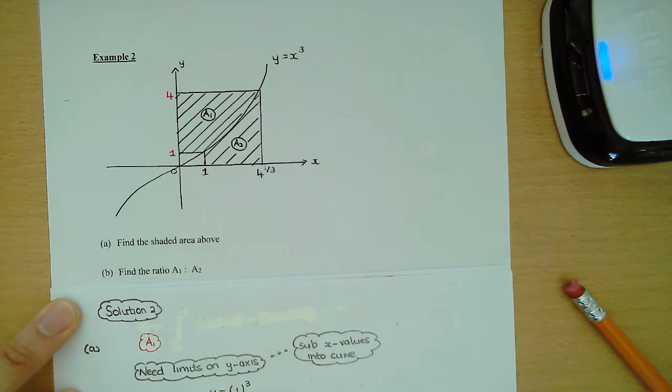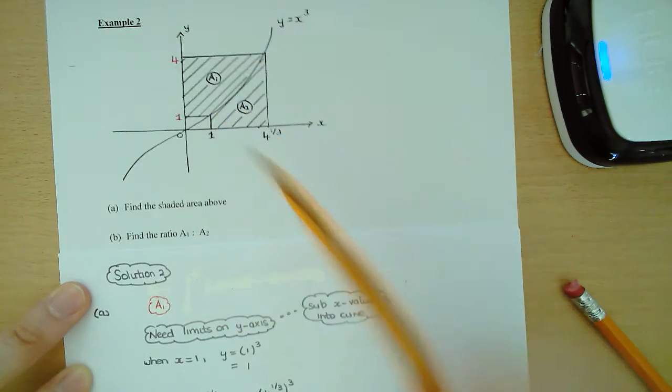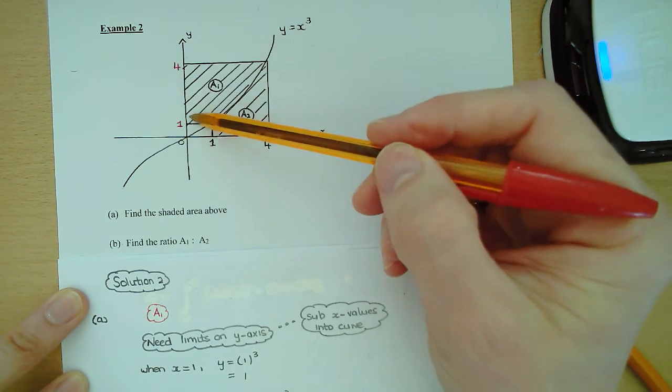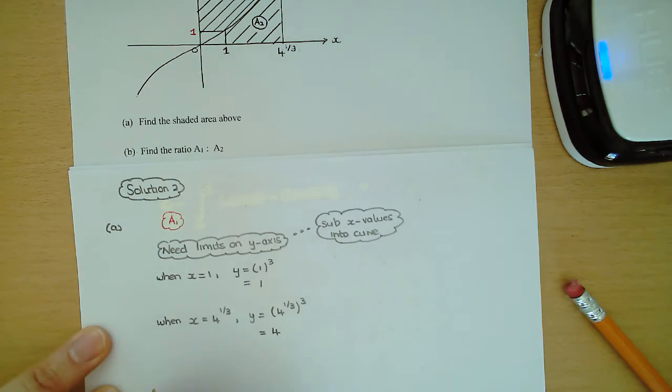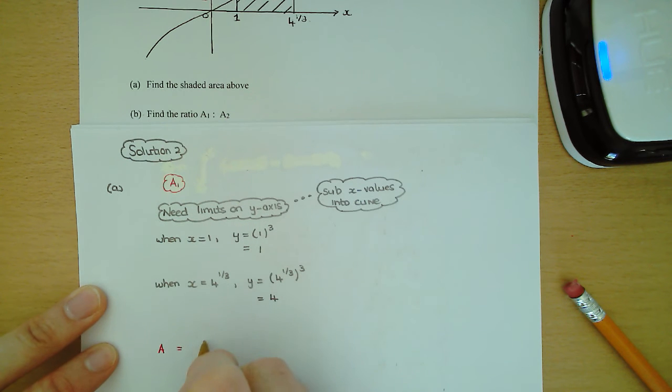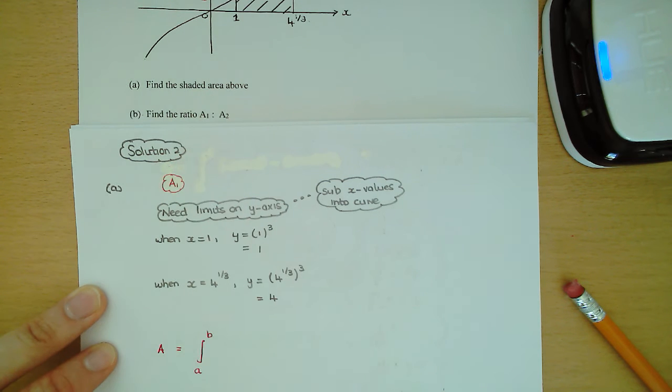So let's focus now on A1. Now because the limits are on the y-axis, we're going to use our different formula. So area is equal to the integral between a and b. These are our y limits, and it's going to be the curve to the immediate right of the area, subtract the curve to the immediate left. And remember, we are integrating with respect to y because the limits are y limits.